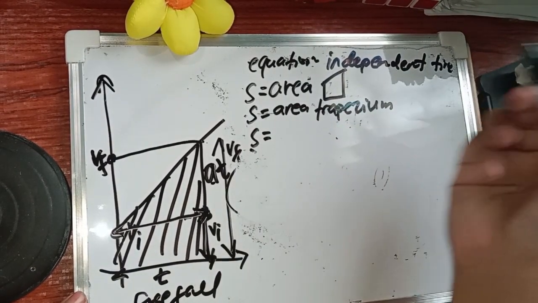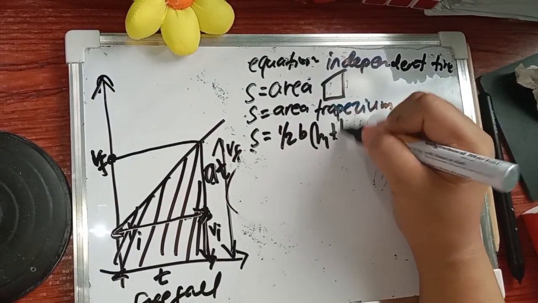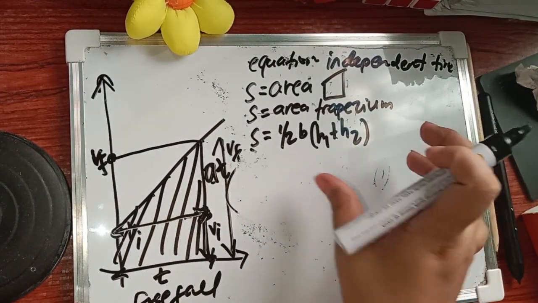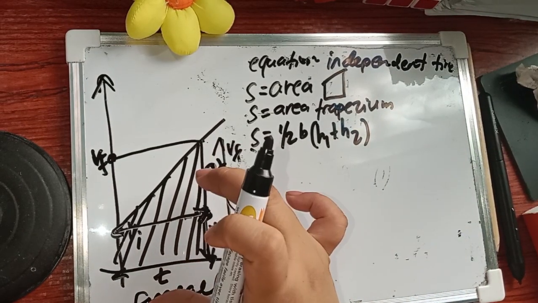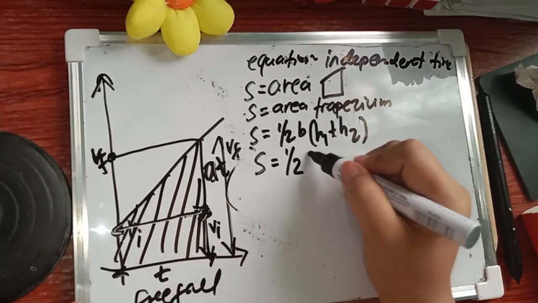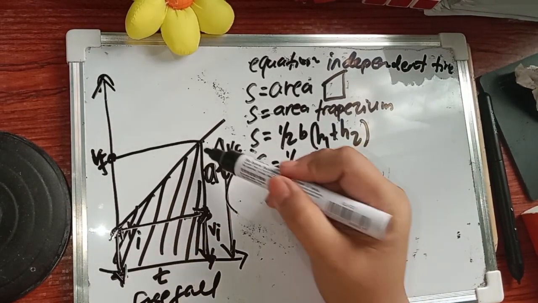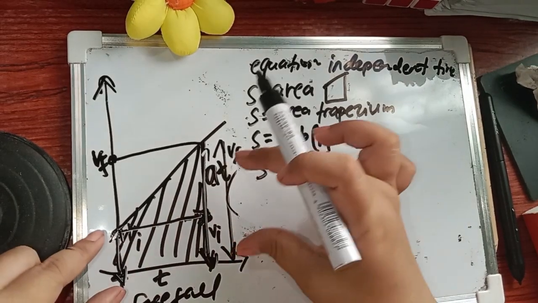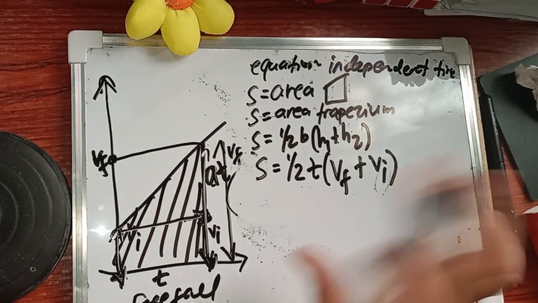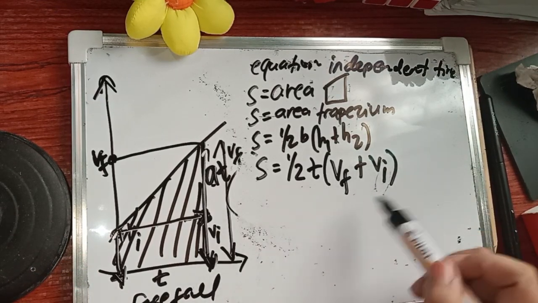What's the formula for the area of a trapezoid? That is 1/2 times the base times the sum of the heights, h1 plus h2. Correct? This is the formula. And of course, we have to substitute the variables based on the variables on this graph. So to do that, you will have 1/2. What's the base of this trapezoid? Time, right? And for the heights, we have two parallel sides, the initial velocity and the final velocity. So that will be v sub f plus v sub i. Yes, you can alter that because of the associative property for sums, right? But this is the equation.